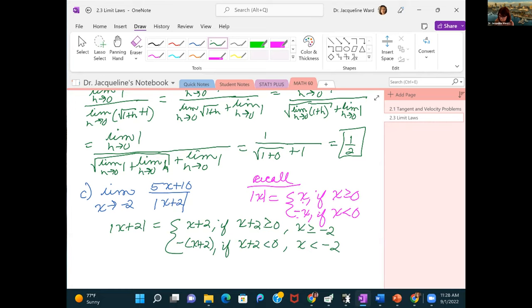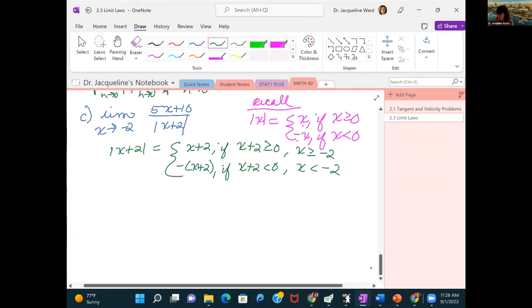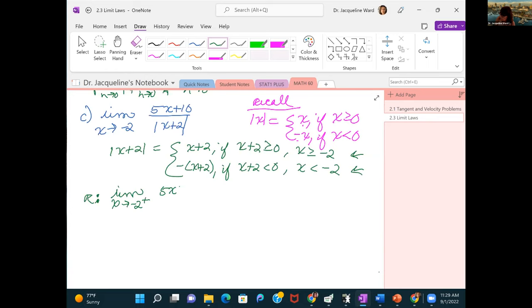And why is this important? Because I have to split this limit up into two different things. We want the limit as x goes to negative 2. And now you have to be concerned about values of x from the right, and values of x from the left of negative 2. So from the right, the limit as x goes to negative 2 from the right, we're going to use the positive x plus 2.